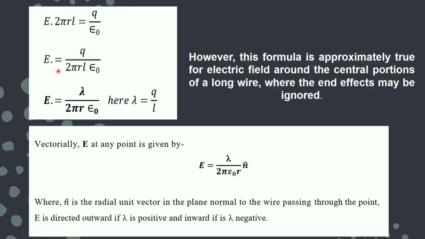So I can write the result for the electric field, which is equal to q upon 2 pi r L epsilon naught. Because you all know q upon L, charge per unit length, is linear charge density, which is denoted by lambda. So I can replace q upon L by lambda. So I can write electric field in terms of the linear charge density, which is equal to lambda upon 2 pi r epsilon naught. The same result you have already derived by using Coulomb's law.